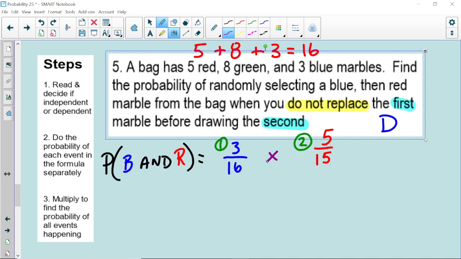Alright, now we're going to, again, multiply our fractions because we're doing multiple events. Using that ABC button, so 3 ABC 16 times 5 ABC 15. And then give me a thumbs up once you have an answer.